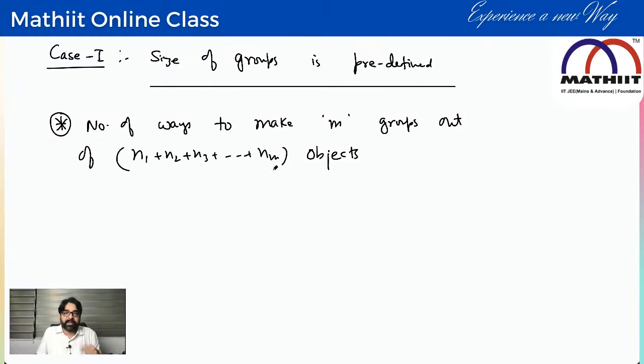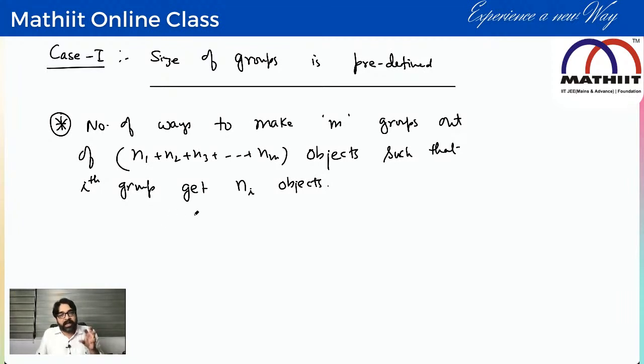Why I am writing it like this, I will tell you. Such that the ith group gets ni objects. Now I hope you understood the meaning. The first group should contain n1 objects, the second group contains n2 objects, the third group contains n3 objects, and the mth group contains nm objects.